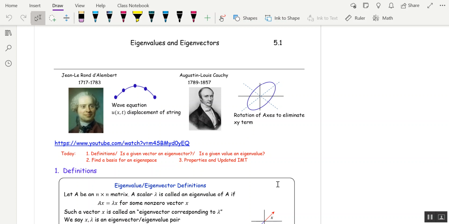Cauchy, a generation later, used eigenvalues and eigenvectors to rotate the axes so he could write a quadratic equation without the middle term. So for example, an ellipse could be written x squared over a squared plus y squared over b squared equals 1 with no middle term. Euler had done that earlier. Euler was a contemporary of D'Alembert, but Cauchy formalized it and also generalized it to any quadratic surface.